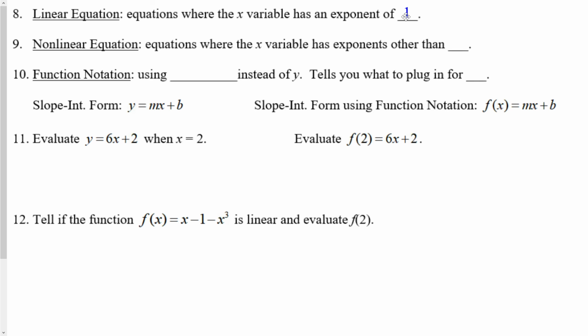These are, because of the name linear, the equations that when you graph them, which we will do shortly, you are graphing a line. A nonlinear equation is an equation where the x variable has exponents other than 1. So if you have an exponent of 2, you have x squared, for example, that would be a nonlinear equation.